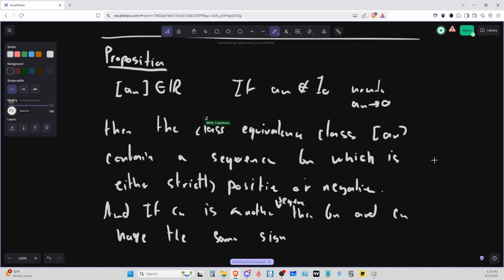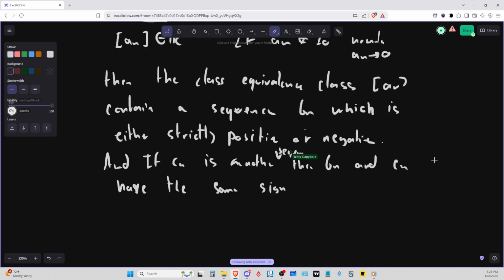So what is this proposition saying? It's saying that if the equivalence class of An, you should think of them as a real number, is not 0, then it's either positive or negative. That's what we're trying to make sense of, and that's pretty much what this proposition is saying.